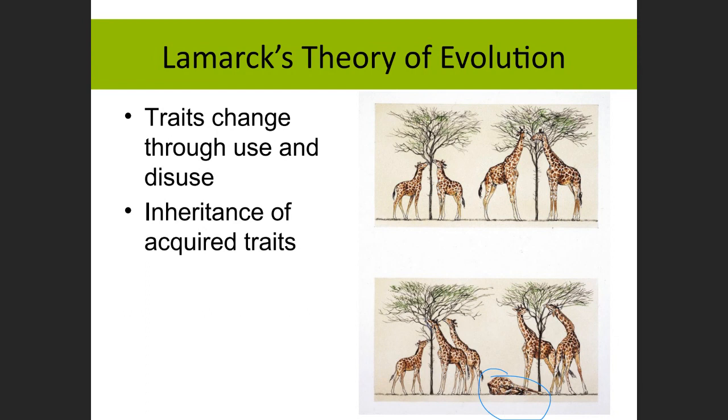This is wrong, first of all, because if you lift weights, you're not going to have a baby with big muscles. If you get a tattoo, you are not going to have a baby with a tattoo, right? Acquired traits are not inherited. You can only pass on things that are in your genes, right? That are in your germline, your gametes.